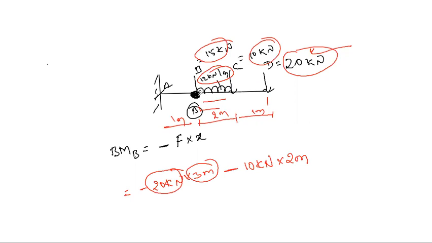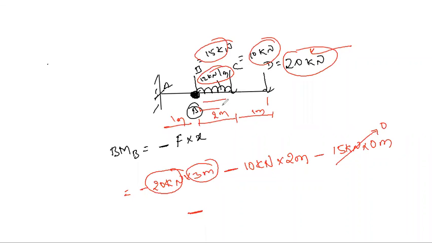Next we will consider this force. Next, minus, we have 15 kilonewton here, which is at this place, so the distance is 0. So this will be 0. Next we need to consider the UDL.